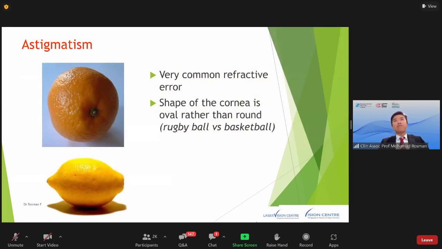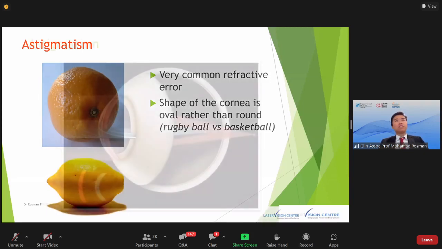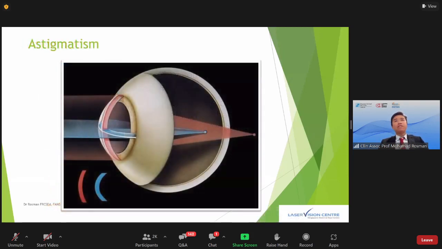Astigmatism, or shangguang, is very common. Okay, a lot of patients have it, but they may not know it. It's because the shape of the cornea is a bit more curved in one direction compared to another direction. For example, the lemon versus the orange. And when this happens, the focus point is on different parts of the eye.